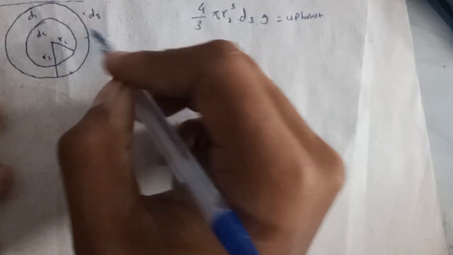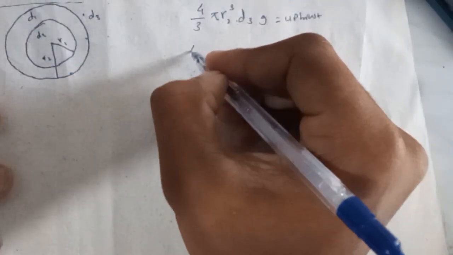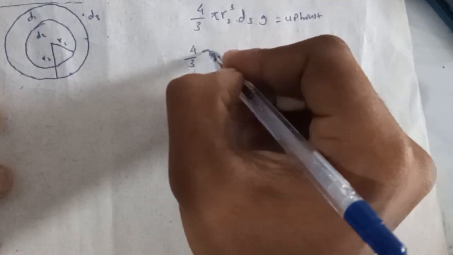Now if you understand what's going to be the mass of this object, it's going to be 4 by 3 pi.